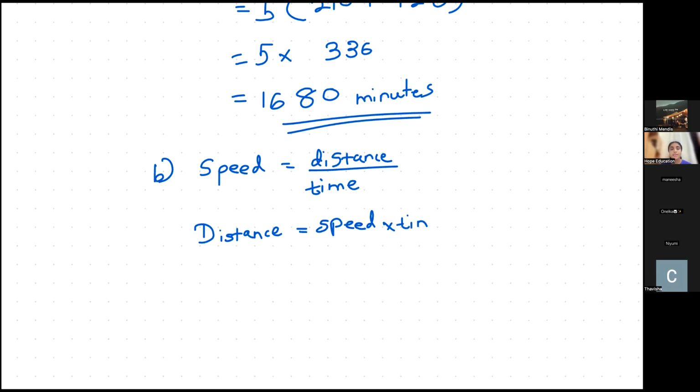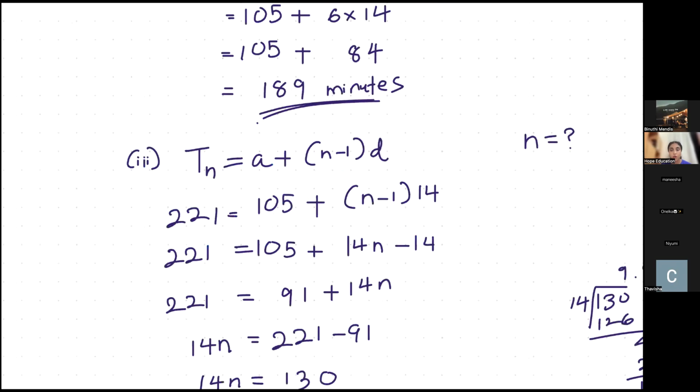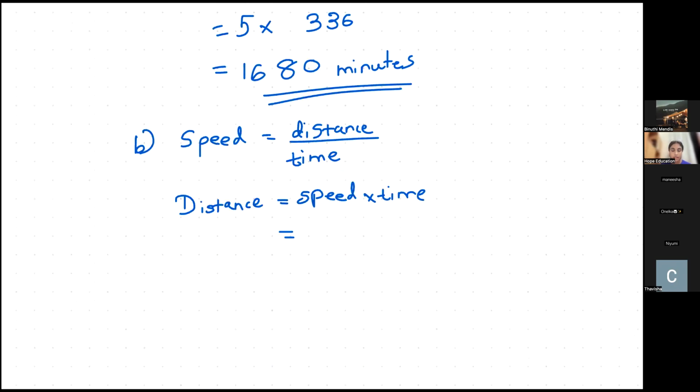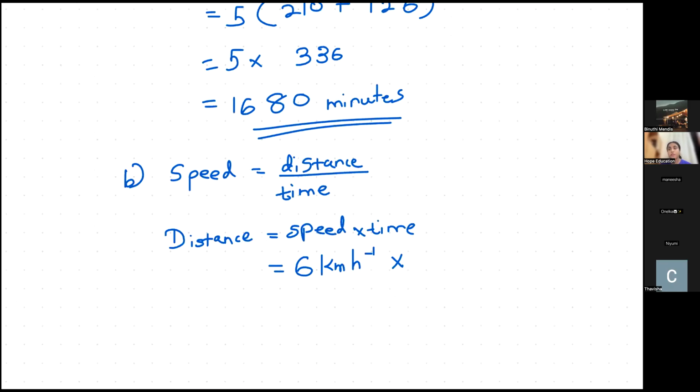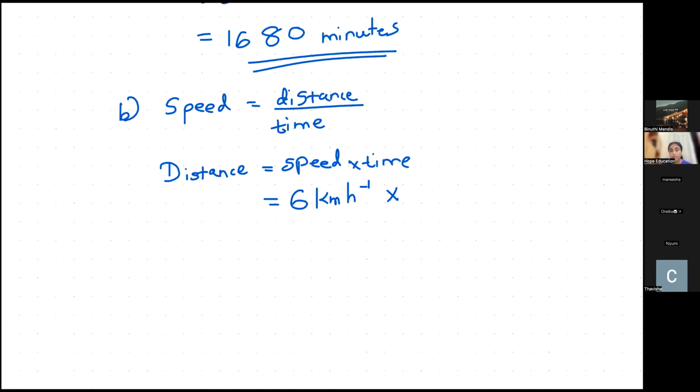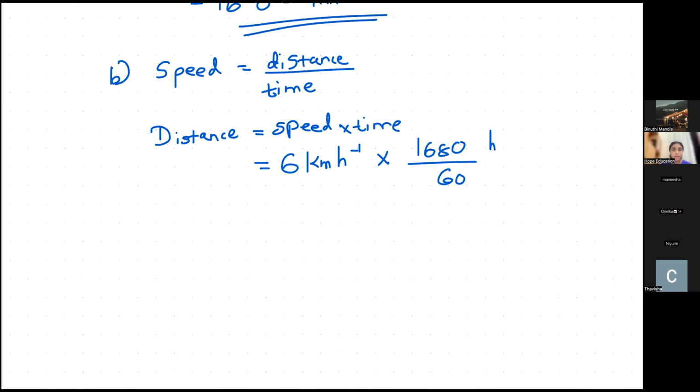So speed, as they say, is 6 kilometers per hour. Time we have here is in minutes, so we have to convert it to hours. We have to divide by 60. 1680. You have to divide by 60 in order to get it in hours. Let's see. 6 times 1 is 6. 6 times 10 is 60. The zero and zero cancel. We get 168 kilometers.